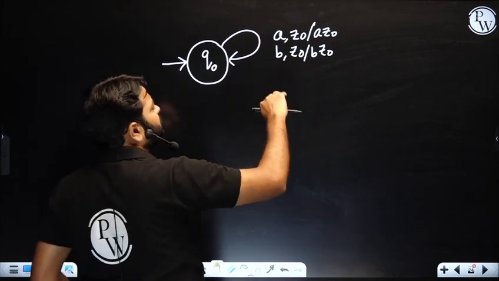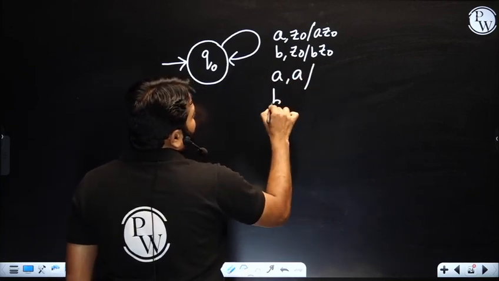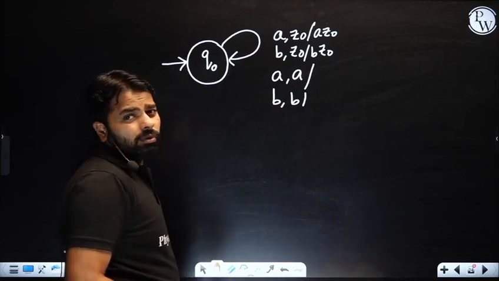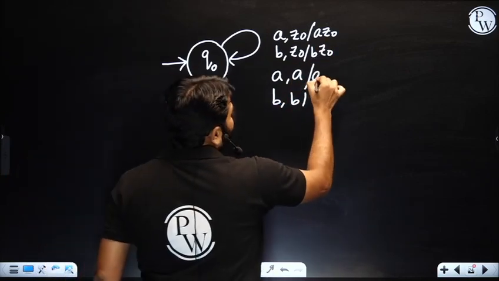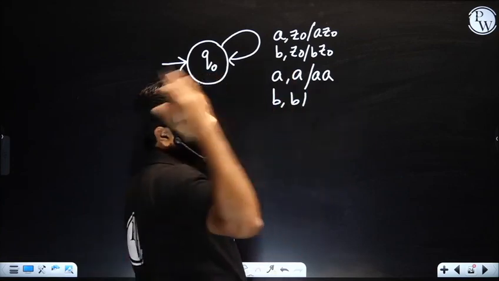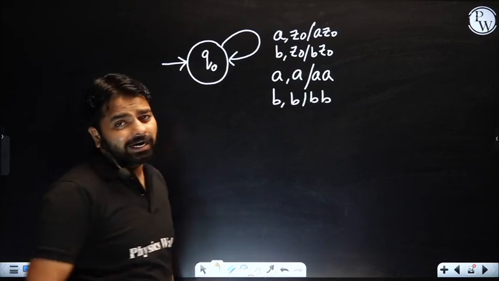After this, if the same symbol comes, like A comma A or B comma B, this could happen anytime, right? If A is already there and A is coming, you just push it. And if B is already there and B is coming as input, push it. That's the second case we have.